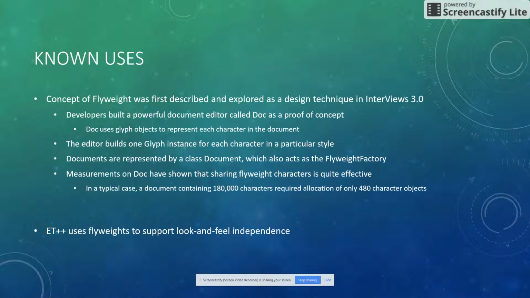Some known uses. The concept of flyweight was first described and explored as a design technique in InterViews 3.0. Developers built a powerful document editor called Doc as a proof, which uses glyph objects to represent each character in the document. The editor builds one glyph instance for each character in a particular style, and then documents are represented by a class called document, which also acts as a flyweight factory. Measurements in Doc have shown that sharing flyweight characters is quite effective, as in a typical case, a document containing 180,000 characters required allocation of only 480 character objects.